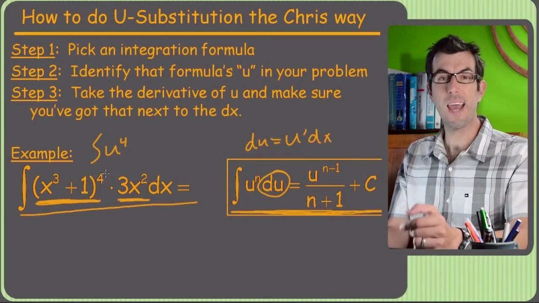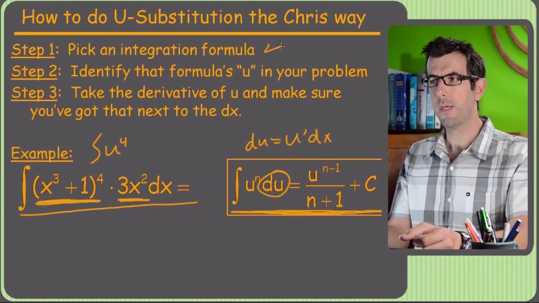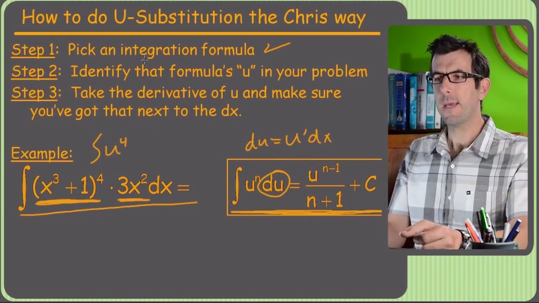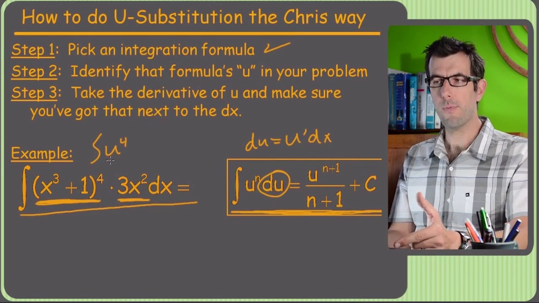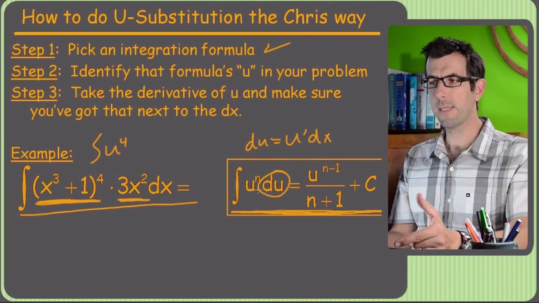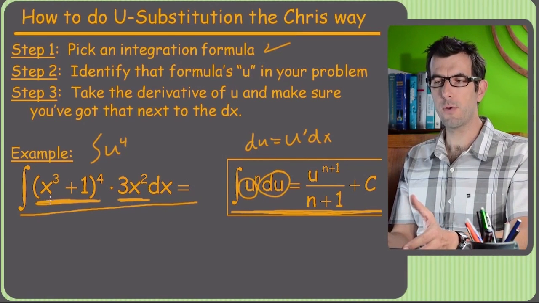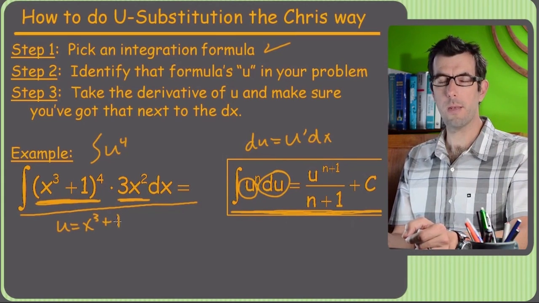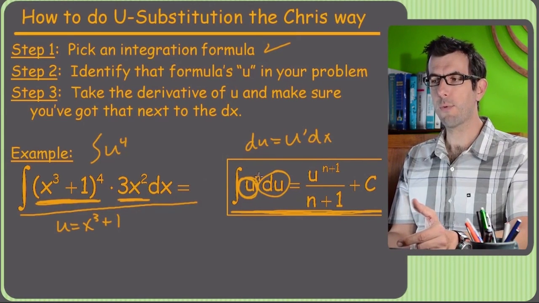We said, you know what, this kind of looks like a power rule. Let's see if we can do it, because we might not be able to. So we decided to use the power rule. Step 2 is identify the formula as u. So if we're going to use the power rule, u is whatever's being raised to the exponent. So it's just whatever's under that 4 exponent. So our u in this case is x cubed plus 1. It does not include the exponent because in the formula, u is the thing without the exponent.